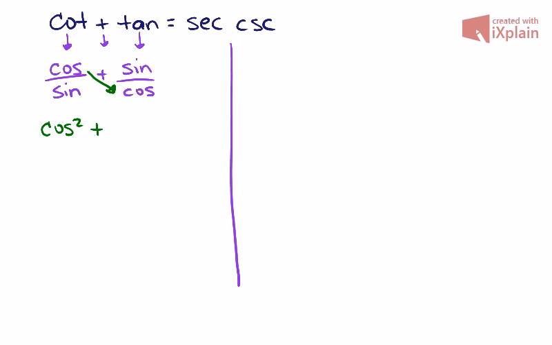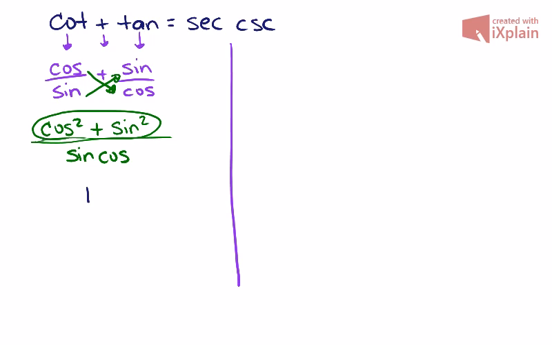Now bring down your plus sign. Now go from the bottom left up. Sine times sine is sine squared. All over. What goes on bottom is the bottom times bottom. So in this case, it will be sine and cosine right next to each other. So we have sine and cosine. Now look at your identity sheet. Cosine squared plus sine squared, that equals 1. So I'm going to put 1 over sine cosine. Okay, now I'm done with that side.